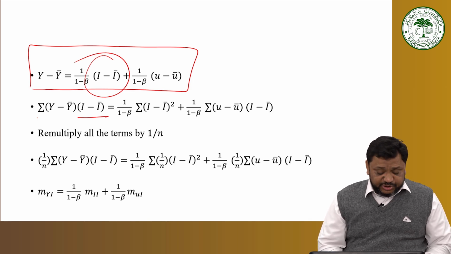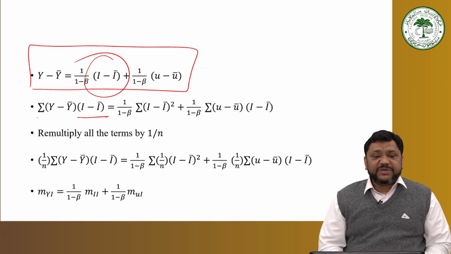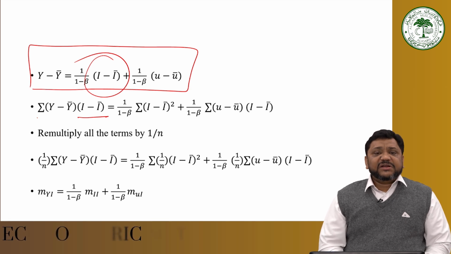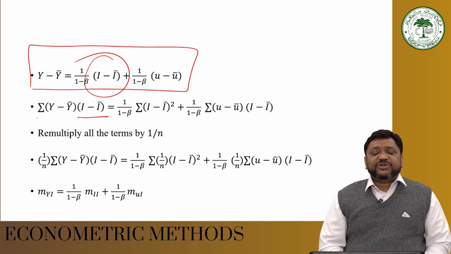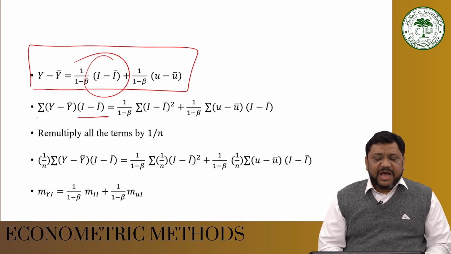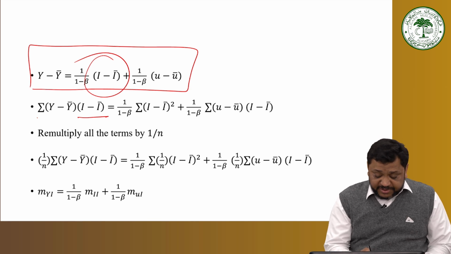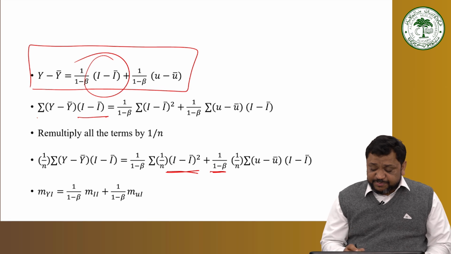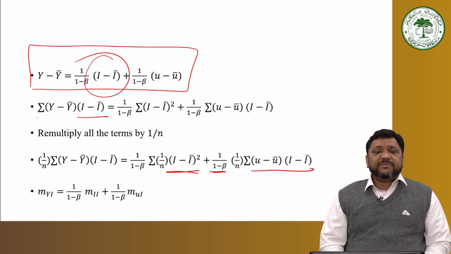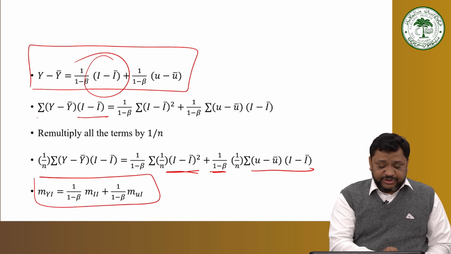So 1 upon n summation (y minus y bar) multiplied by (I minus I bar) is equal to 1 upon 1 minus beta summation 1 upon n (I minus I bar) square plus 1 upon 1 minus beta 1 upon n summation (u minus u bar) multiplied by (I minus I bar). So this, in terms of moments, we can write as m_yi is equal to 1 upon 1 minus beta. This term is written as m_ii, and plus 1 upon 1 minus beta, the last term, that is (u minus u bar) multiplied by (I minus I bar), is written as m_ui. So this is my equation over here.